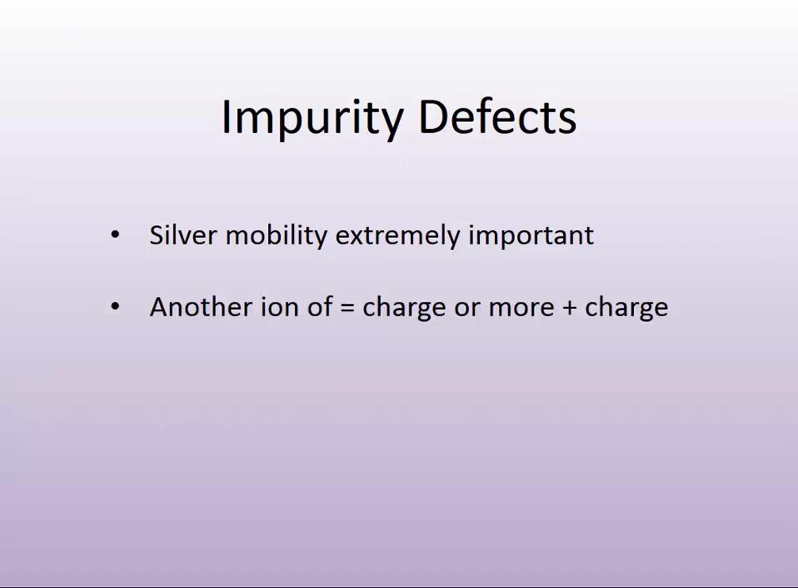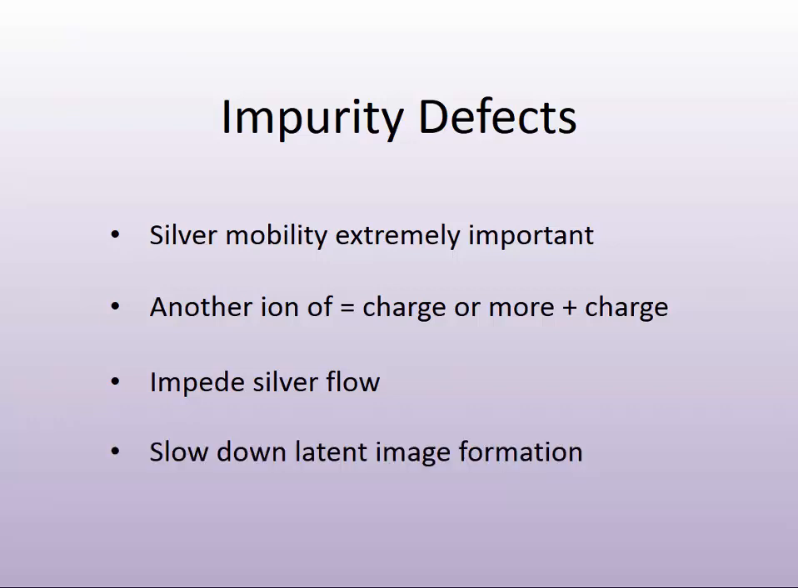If you think about what I'm saying, if we go back to the idea of silver mobility being extremely important, but what if I place another equally charged or even more positively charged ion right in the middle of the works, if you will? Another positive charge of a different type of ion is going to impede this silver flow. And so if silver is not able to freely move by these Frenkel defects within the grain, you're going to slow down the ability for latent images to be formed, and it'll be as if the film was of a slower speed.